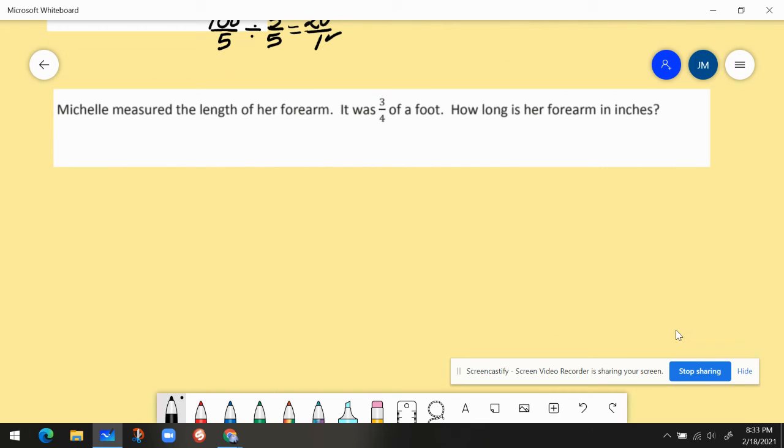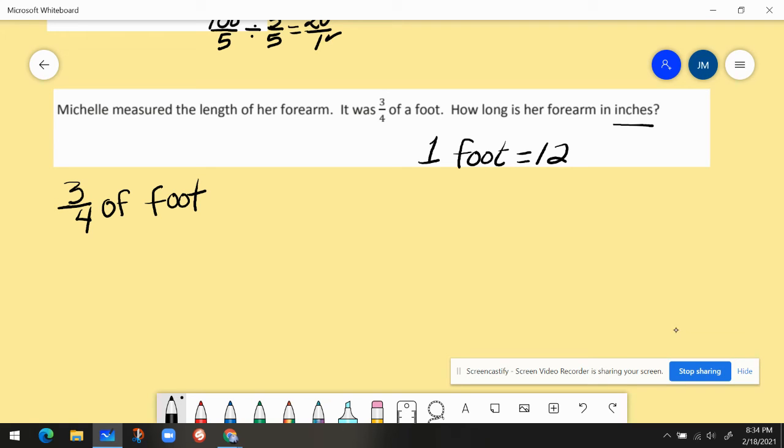It says, Michelle measured the length of her forearm. It was 3/4 of a foot. There is our problem right there. Now, how long is her forearm in inches? So first of all, we need to remember that 1 foot equals 12 inches. Capiche? Oh yeah, Mr. Magno, I remember that.